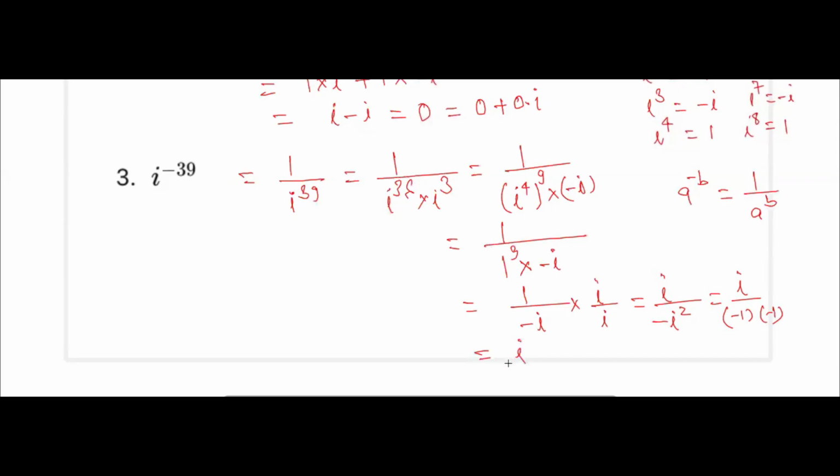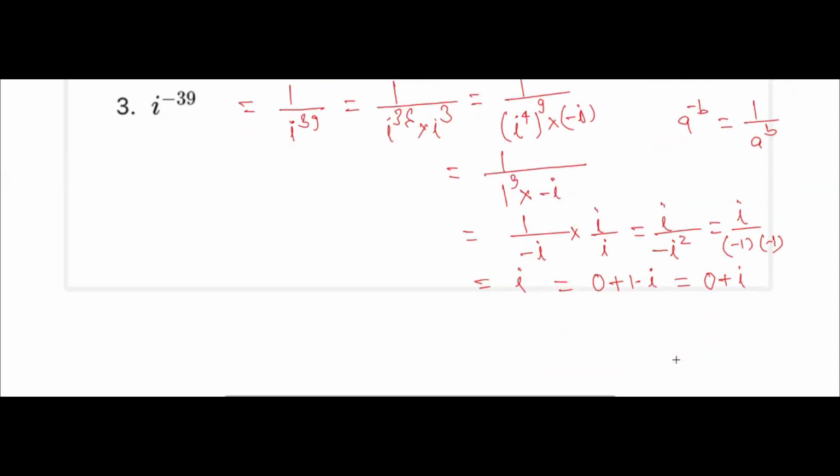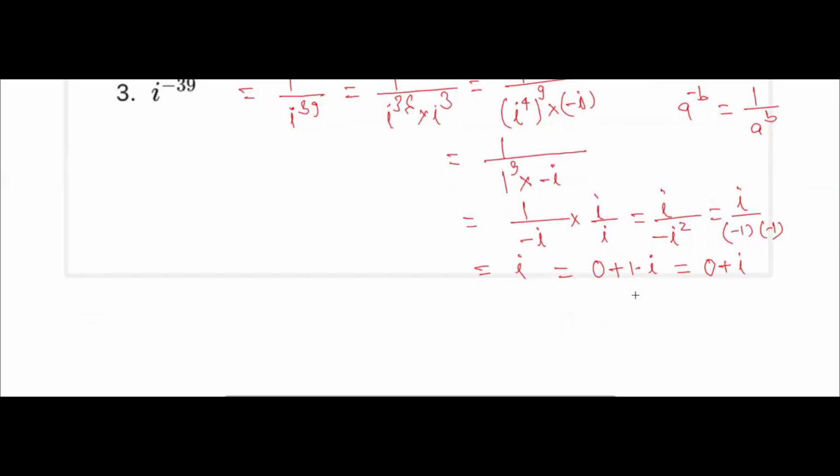Now I've got i, but I want to represent it again in a plus ib form. So I can write my real part as 0 and the imaginary part as 1. So 0 plus 1 into i I can write, or even if I write 0 plus i, it is also fine. So a plus ib, which they were saying, you could write it this way as well. So this is your third question. All right.